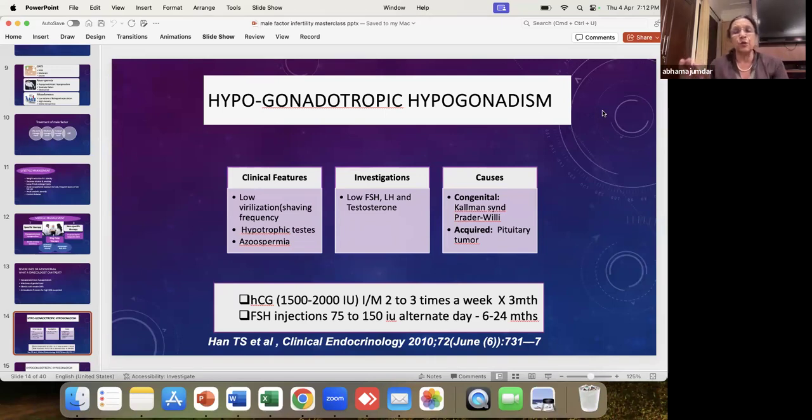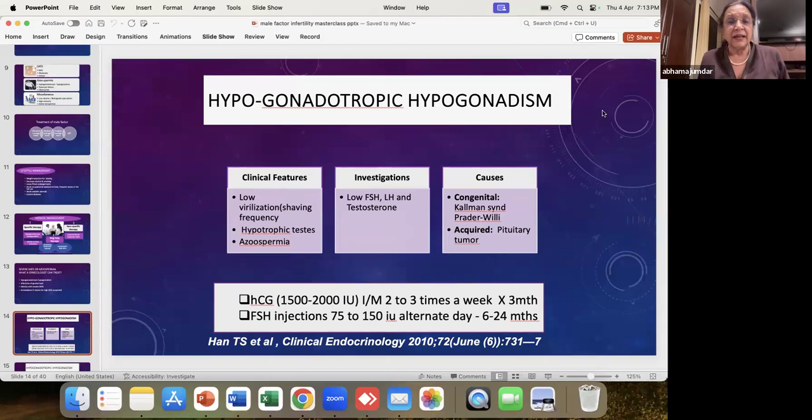Investigation, just low FSH and low testosterone. These two are important. LH is not mandatory. However, you can do all the three hormones. Causes could be congenital, Kallmann syndrome, Prader-Willi syndrome. Acquired could be any pituitary injury, tumor, any pathology. So the pituitary is not giving the stimulus to the testes to make testosterone and sperms.